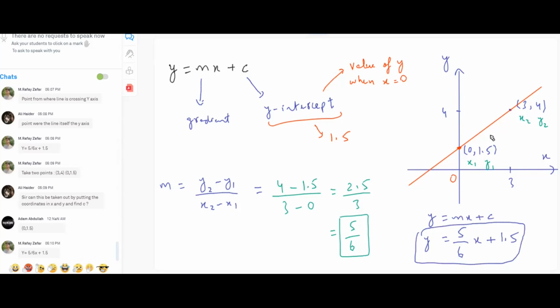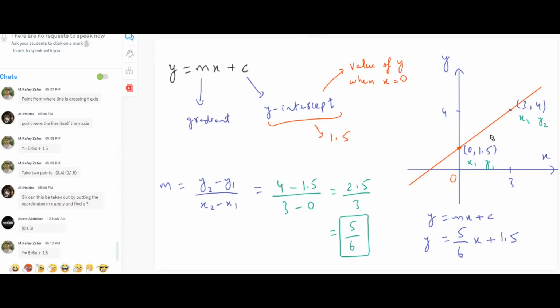Okay, yes, that's correct, Rafi. Very good. Ali is saying, can this be taken out by putting the coordinates on x and y? Yes, exactly. Ali, you can do this as well. अगर आपके पास एक दफा ग्रेडियंट आ गया, अगर आपको y इंटरसेप्ट नहीं पता, तो that is the way you find that y intercept.